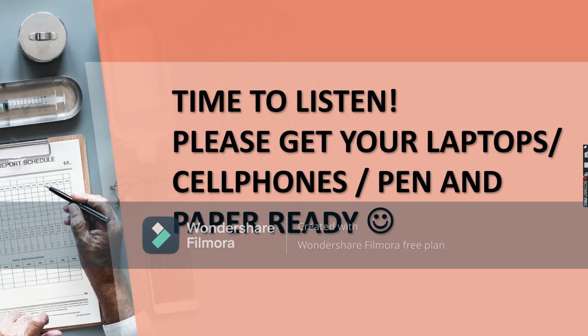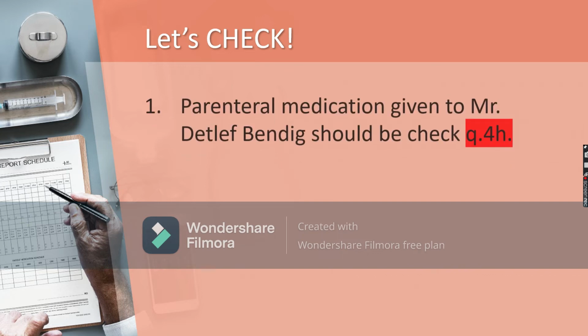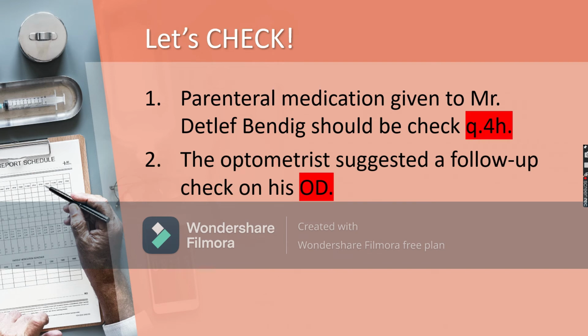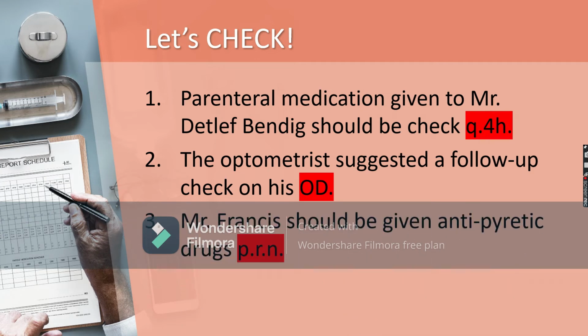Make sure to use the commonly abbreviated terms that we just discussed. Let's go ahead and check it. Number 1. Parenteral medication given to Mr. Detlef Bendig should be given Q4H instead of every 4 hours. Number 2. Checking on the right eye should be OD instead of right eye. And number 3. The antipyretic drugs, whenever needed, should be written or typed as PRN.